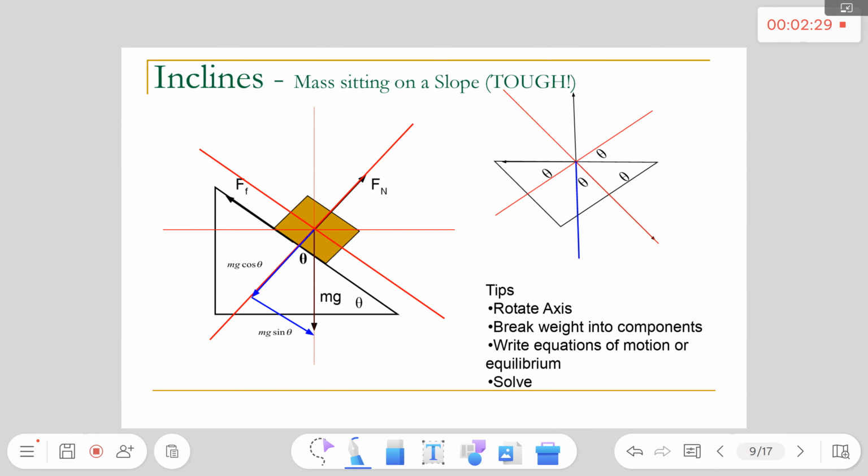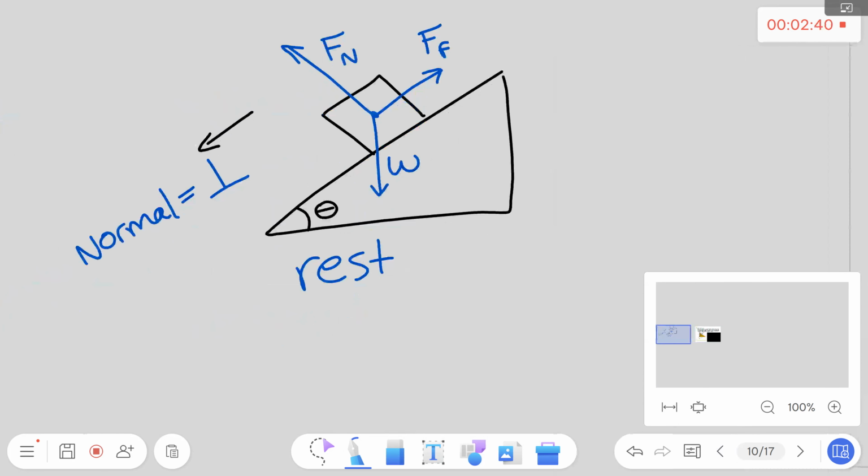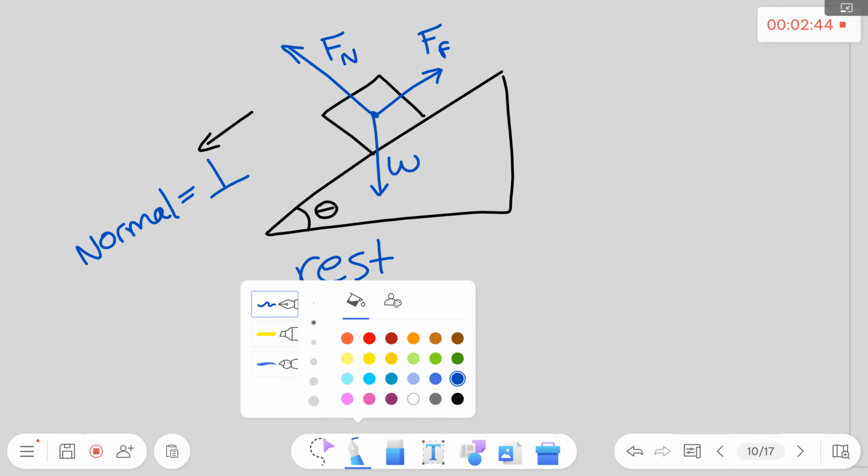You can have this method where you literally tilt your head and change your frame of reference and draw your free body diagram. I don't like that. That makes me uncomfortable. Instead, I just like to do it this way. What I'm going to do is we've got our free body diagram drawn. I'm actually going to redraw it. And you guys should always be in the habit of redrawing your free body diagrams.